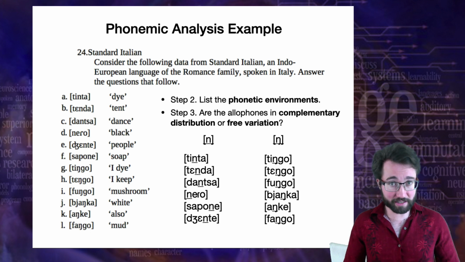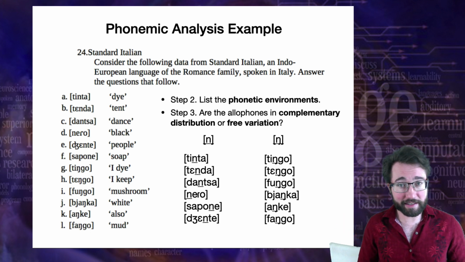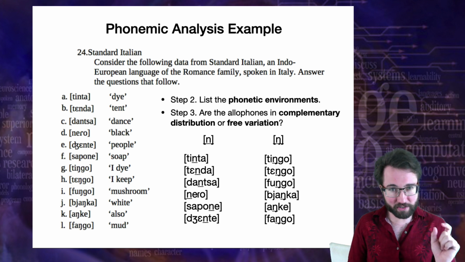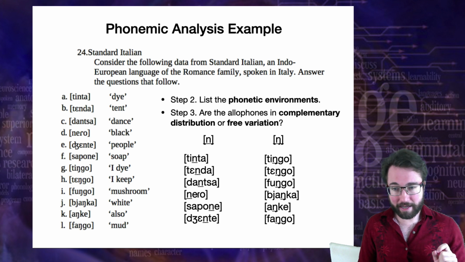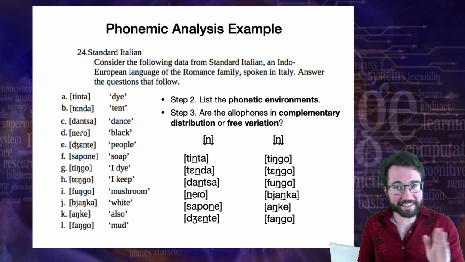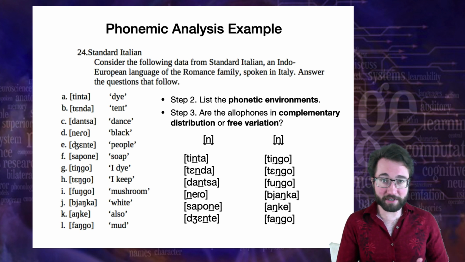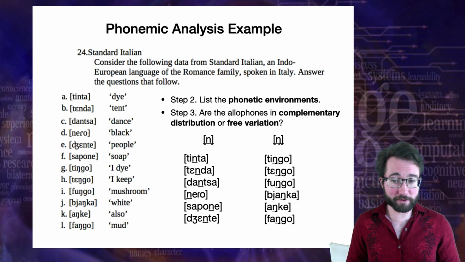So let's just look at the list. What do you see in common among the words that have an eng instead of an n? You might wonder if maybe it's the vowel that comes before. Maybe the vowel that comes before determines which allophone you get. And so you look and you see, it can't really be that, because I have tingo with an E before, and I have tinta, which also has an E before. And so it can't be the preceding vowel which determines the allophone.